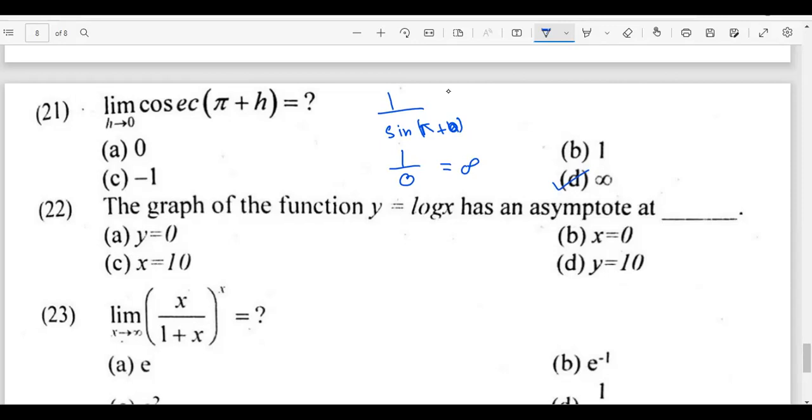Okay. Very good. And for this 22nd question, it says the graph of the function y equals log x has an asymptote at. Now, Ahmed, are you familiar with asymptotes? Yes. Okay, perfect. Then can you think about it? Do you know how to make the graph of log x? Log of x is exponential or logarithm? It is logarithmic.